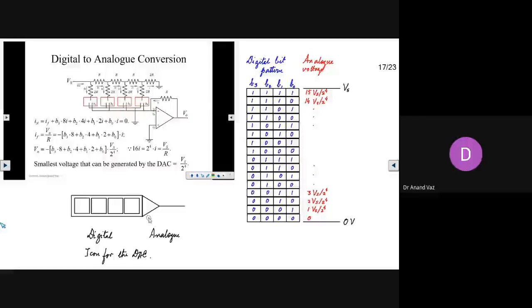For example, say if you have 8 bits over here, you can go up to 2 raised to the power 8 minus 1, 256 minus 1, 255 divided by 256. So that's almost equal to 1 multiplied by Vs. Okay, so you can approach Vs very closely.